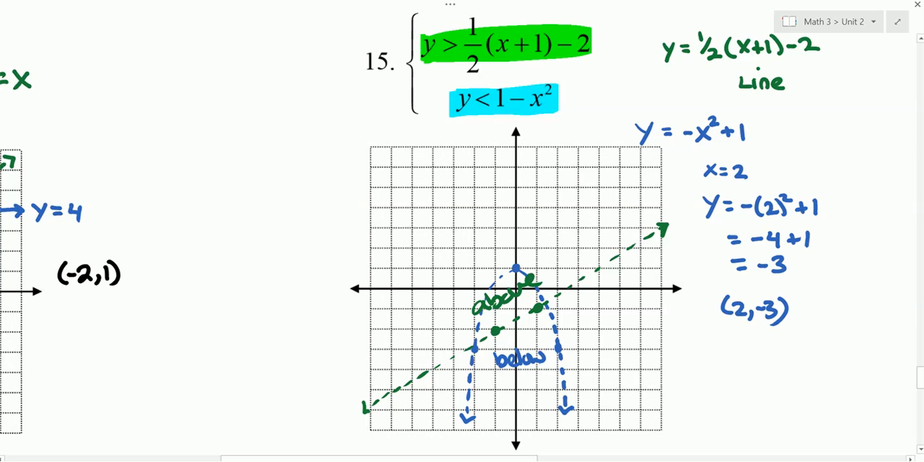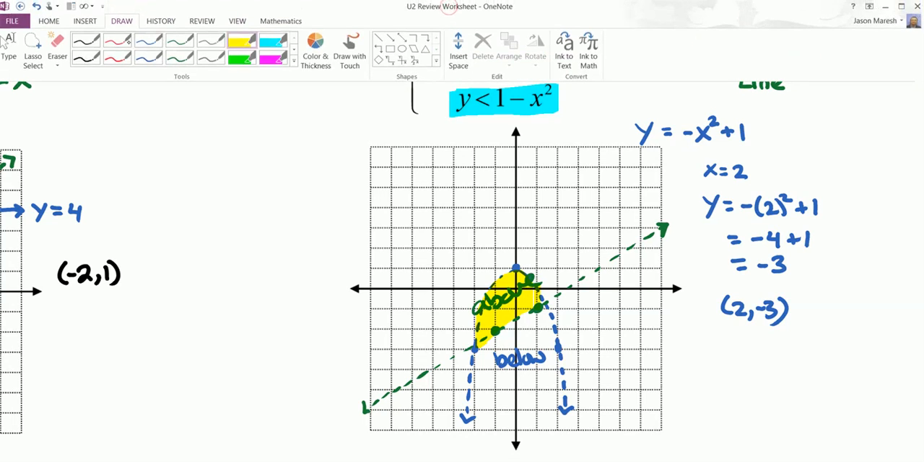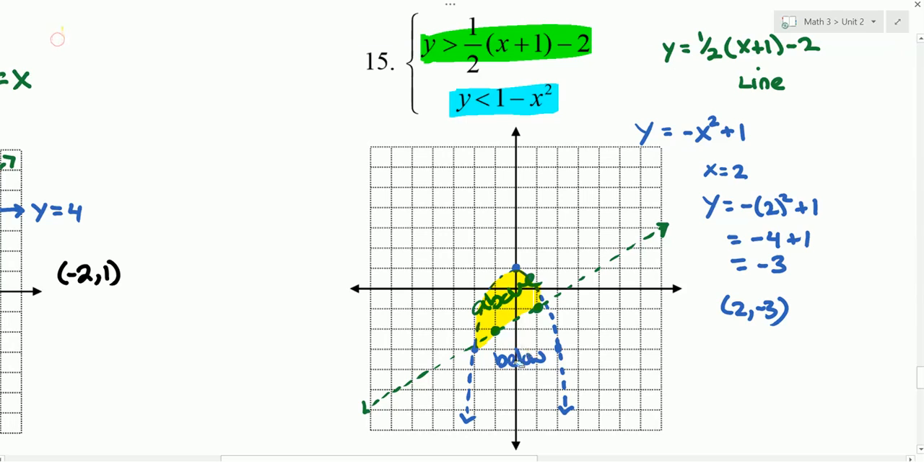So we want to be above the green line, but inside or below the parabola. And so let me shade where that is. So this area here meets our criteria because it's above the green line but below or inside the parabola. So I'm going to erase the above and below here, so clean it up a little bit. Reshade that.